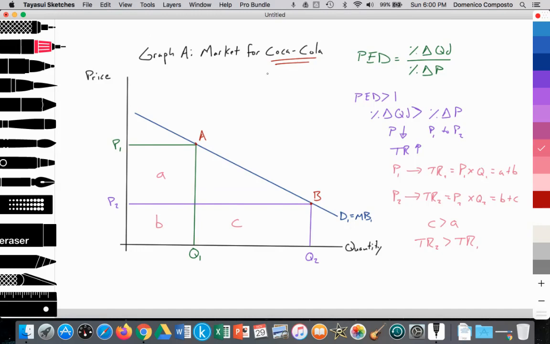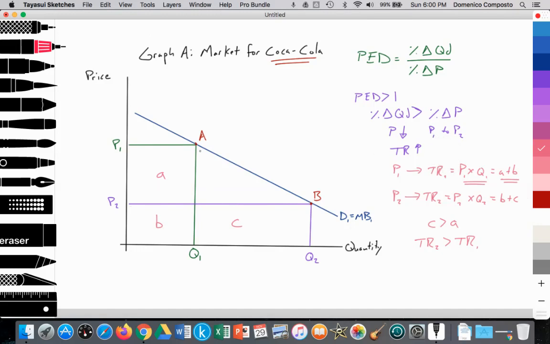Okay, so let's go ahead and analyze this. As can be seen, we're illustrating the market for Coca-Cola in graph A. We're measuring the quantity demanded of Coca-Cola along the x-axis and the price of Coca-Cola on the y-axis. We have a downward sloping demand curve in accordance to the law of demand, labeled D1, which is equal to our marginal benefit. Coke starts at a price of P1, and the quantity demanded is at Q1, which we see at point A. We should note that the total revenue of P1 times Q1 is equal to areas A plus B. Coke then decides to lower price from P1 to P2.